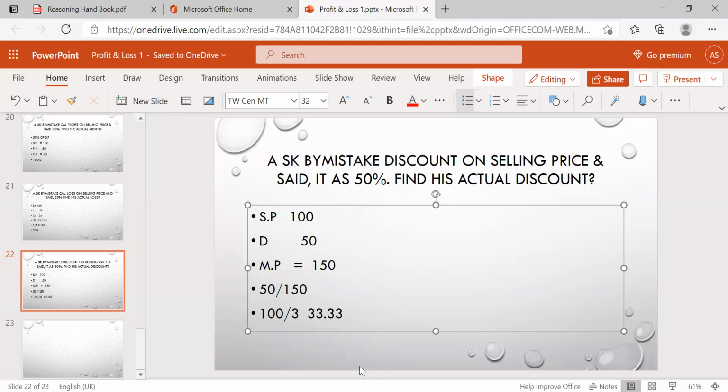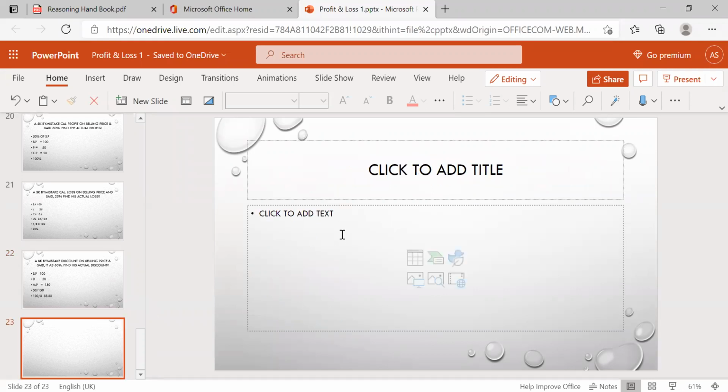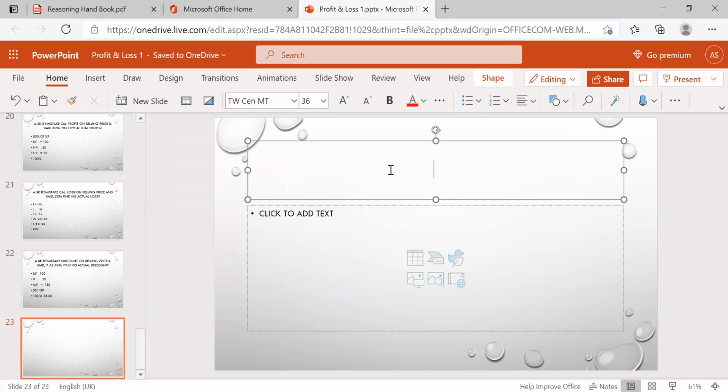Is it clear? Okay. This is one type of problem. They will mistakenly calculate the discount on SP. Actually, they have to calculate it on market price, but he calculated on SP. Okay, like this. And then to the next one.